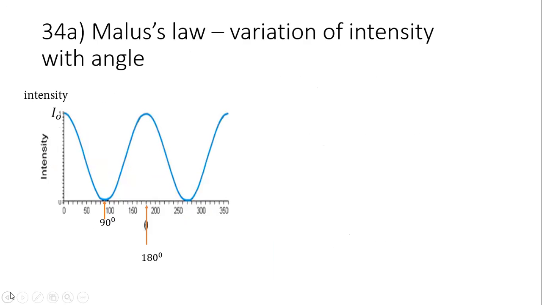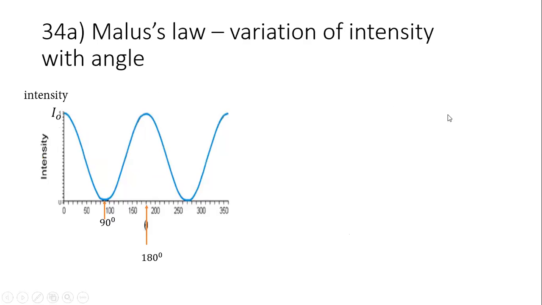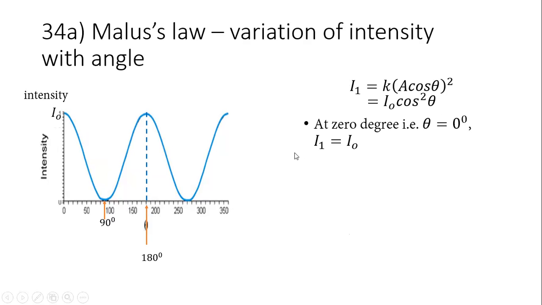Okay, we are just using this formula and drawing the graph of intensity against angle. Let's understand the graph. This is the equation. At 0 degrees, remember this is a cos graph, and you square the cos graph. 0 degrees is the maximum, I0.